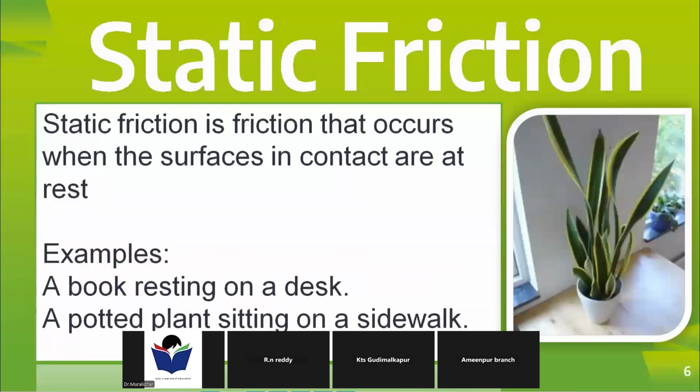Static friction we can see in n number of situations. If you look around you, you can see n number of objects at rest, right? I'm just listing 2 examples. It doesn't mean that only 2 examples can be found for static friction. A book resting on a desk, a potted plant sitting on a sidewalk. Just have a look around you, you'll see n number of examples where static friction is being experienced.